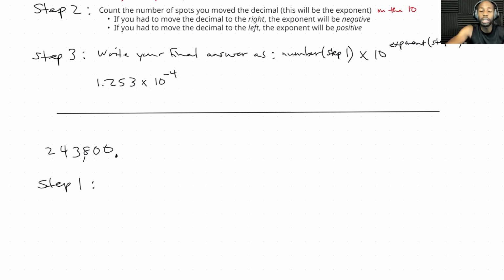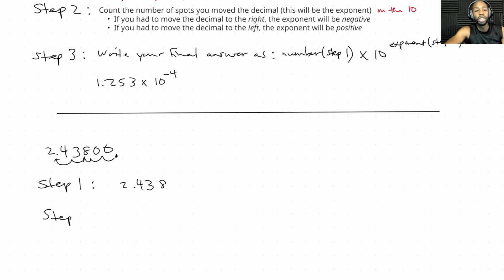So we want to move the decimal between the first two numbers. So we can go 1, 2, 3, 4, 5. And then that's where we put the decimal. It's going to be 2.438. Okay. Step number two.